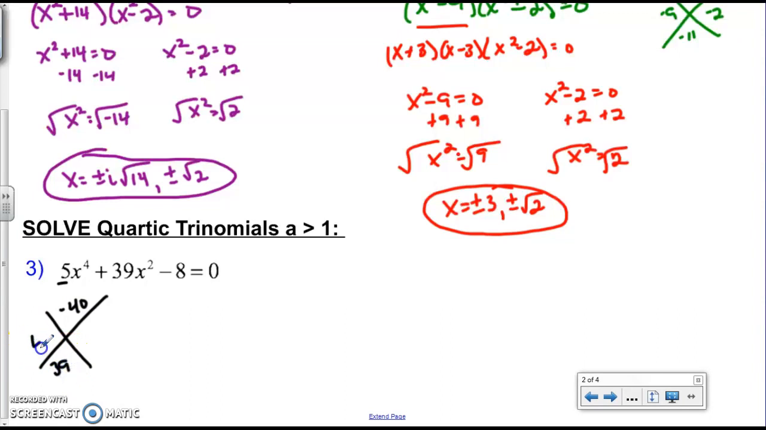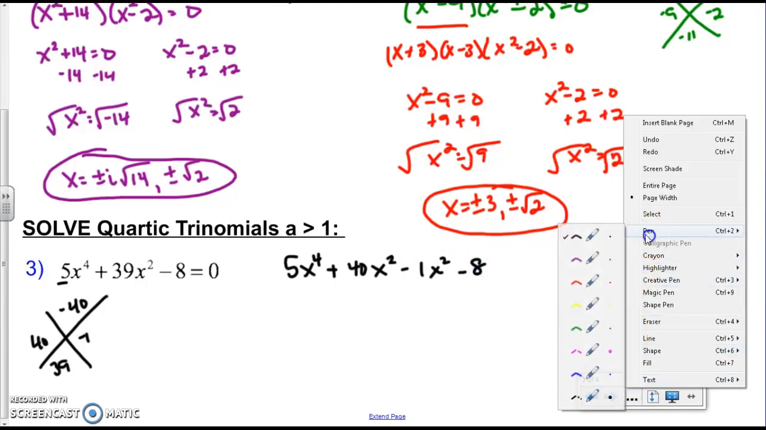39 on bottom, so I have 40 and negative 1. So I'm going to do 5x to the fourth. Now, here's the difference. Instead of having 40 x's and negative 1x, because this is an x squared here, we have to have our squares.